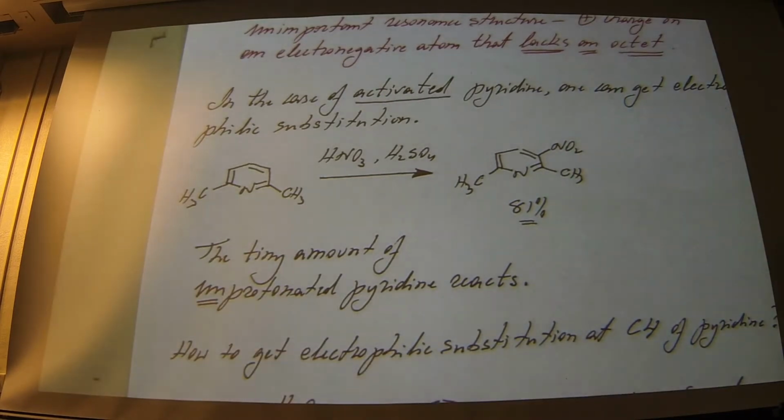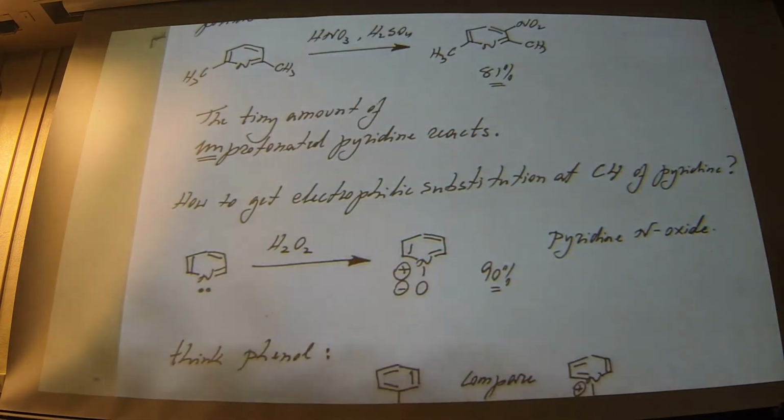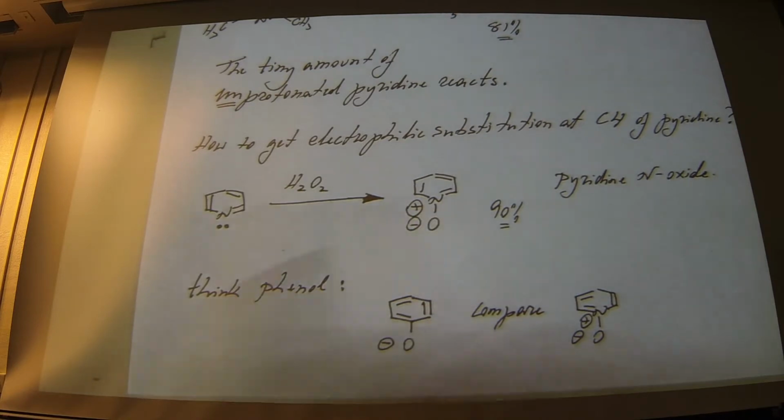In other words, let's just say that somebody pays me a lot of money to make a C4, or as we'll see later on, a C2 substituted pyridine. And so how do I do it? And is there a way to get around this? It turns out there's a very clever way to get C4 substitution, and that is you oxidize the pyridine ring first. Now, amines undergo N-oxidation.